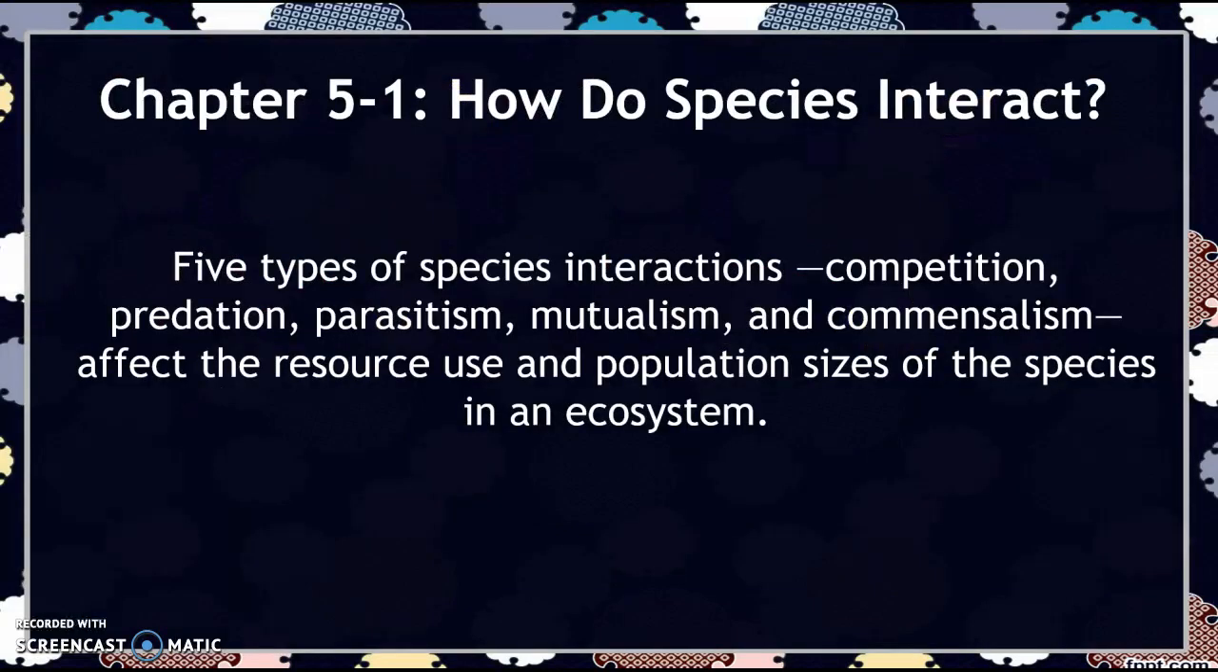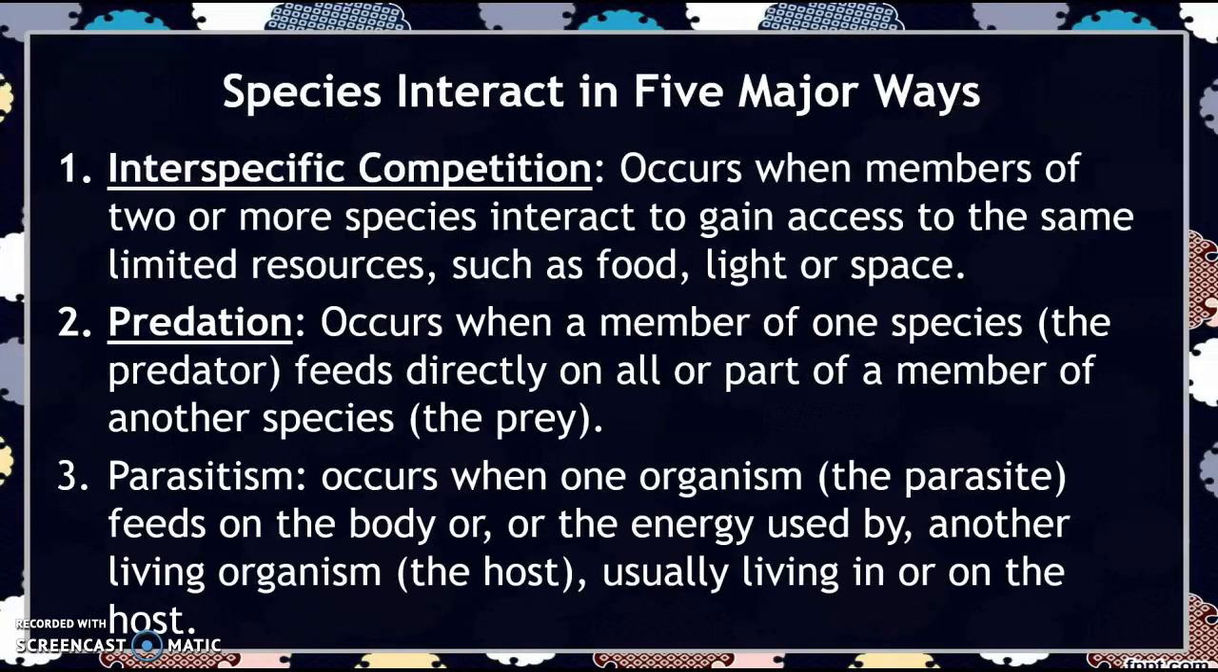So the first section of Chapter 5 discusses how species interact. We have 5 types of species interactions: competition, predation, parasitism, mutualism, and commensalism. All of these affect the resource use and population sizes of these species in an ecosystem. So species interact in 5 major ways.